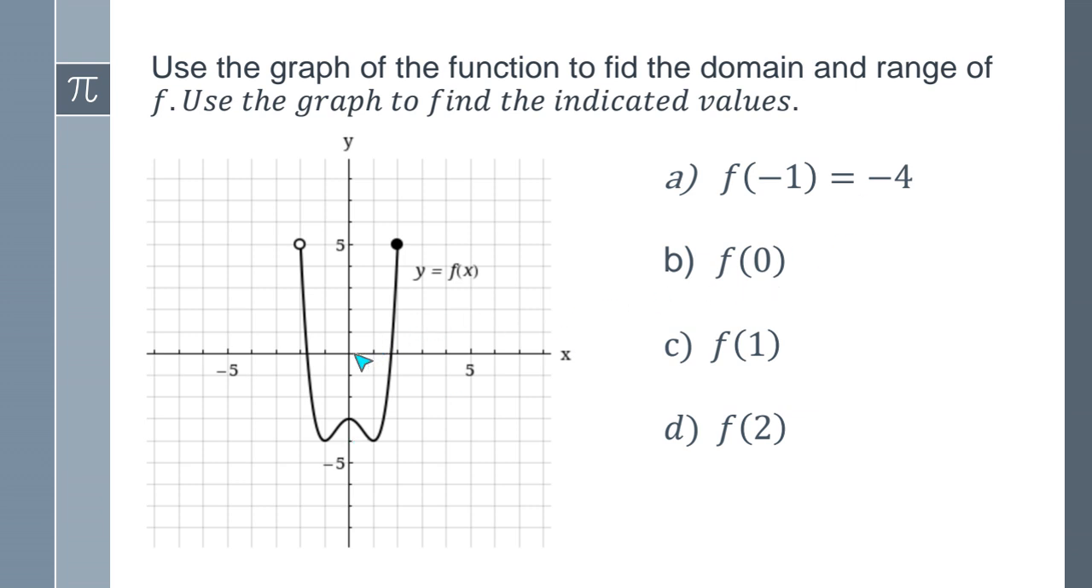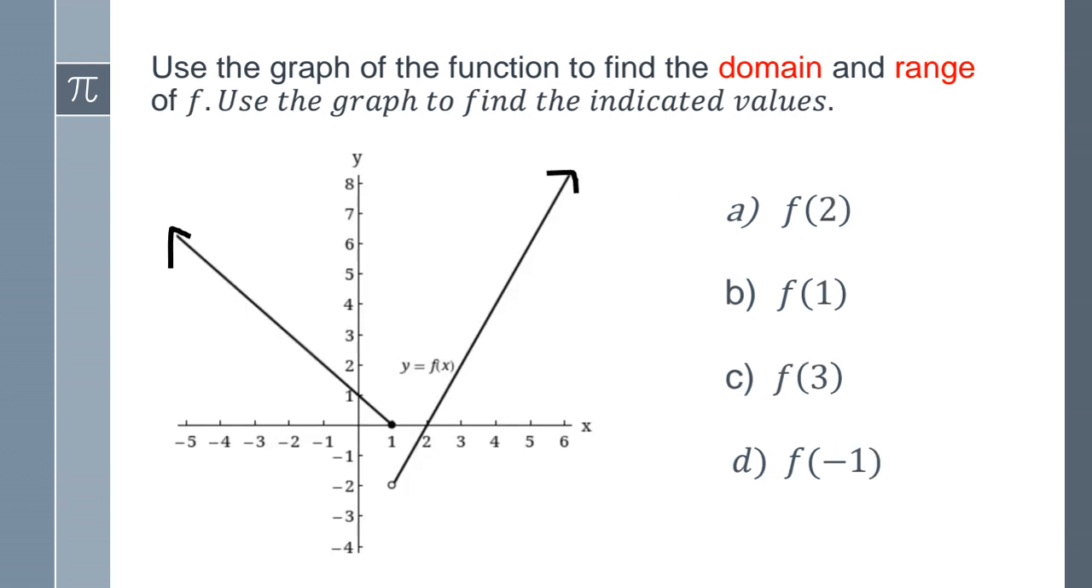F of 0 is right here. If I go down to my graph, that gives me negative 3. And then for f of 1, which is right here, if it goes down, it looks like negative 4 again. And the last one, f of 2, if I go up to my graph, will give me 5. Okay, let's try another one.